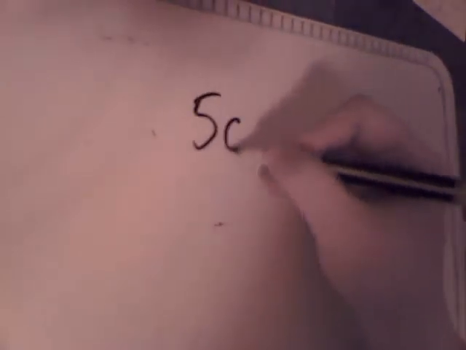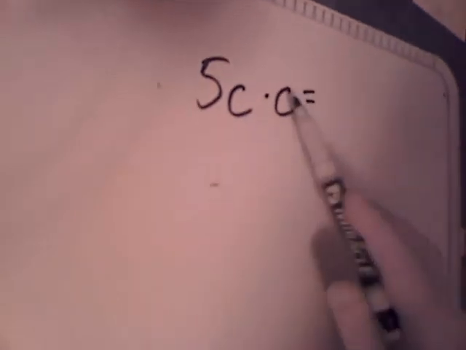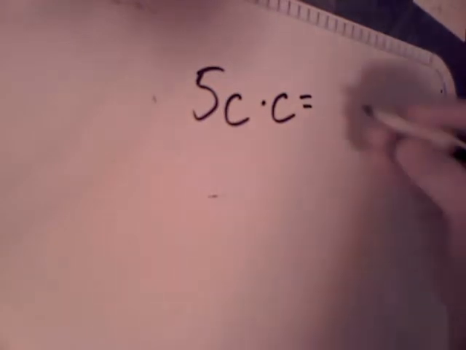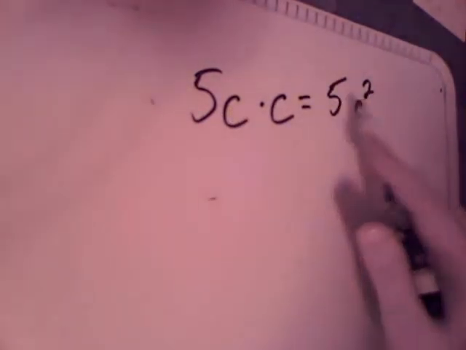If we have 5c times c, we can do c times c. There is a way to simplify that. It's not going to be with numbers, but it's still going to be using that variable. C times c is the same thing as saying c squared. So our answer here is 5c squared.